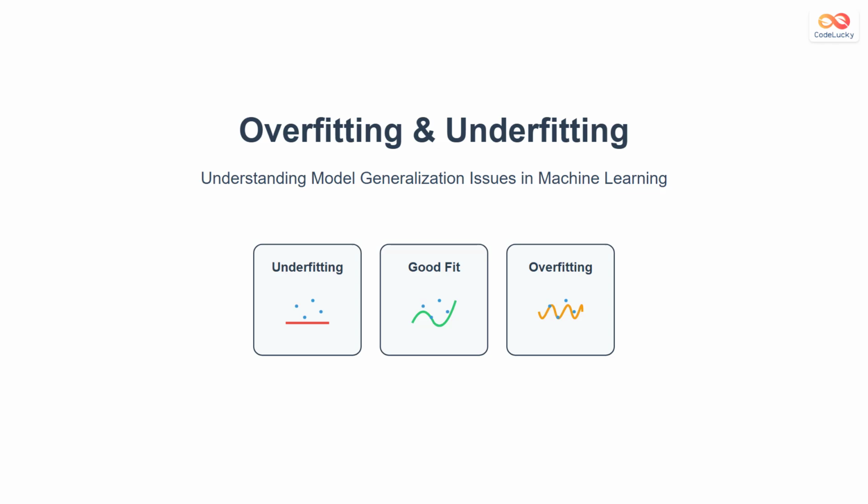Let's understand overfitting and underfitting. These are model generalization issues in machine learning. Consider three models. The first one is underfitting, the second one is a good fit, and the third one is overfitting. Each model tries to fit the data points. Let's explore what happens in each of these scenarios.